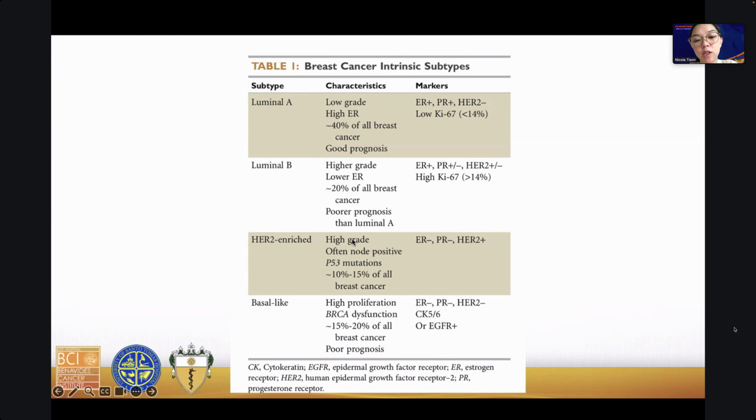HER2 enriched cancers are usually high grade, ER/PR negative, HER2 positive, and basal-like or triple negative breast cancers have the poorest prognosis. 15 to 20% would have BRCA mutations, and they're triple negative.